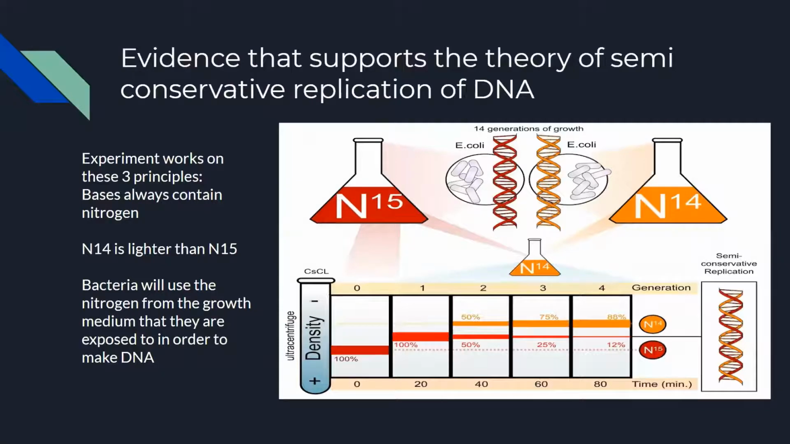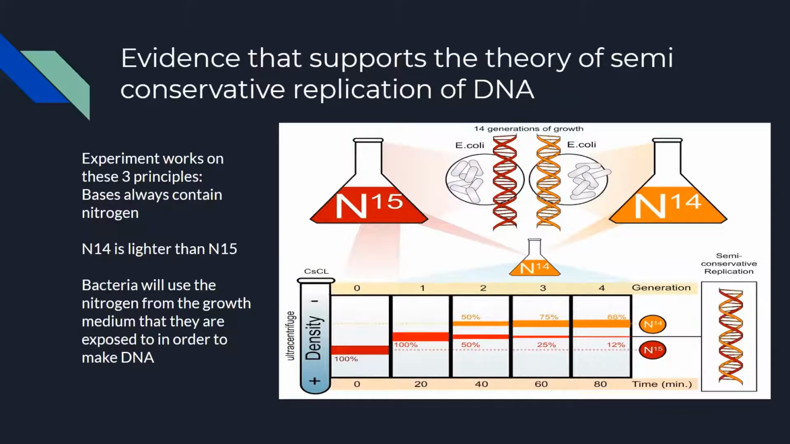The evidence that supports the semiconservative replication of DNA was found by 2 scientists known as Meselson and Stahl. Their experiment basically works on 3 key principles. The first, that bases always contain nitrogen, and that nitrogen-14, which is an isotope of nitrogen, is lighter than nitrogen-15, and that bacteria will always use the nitrogen from the growth medium that they are exposed to in order to make the DNA.